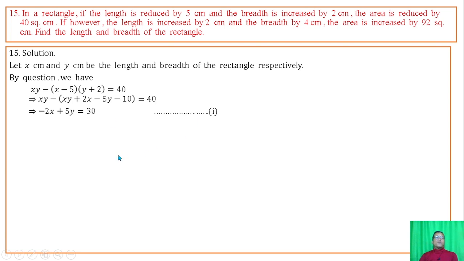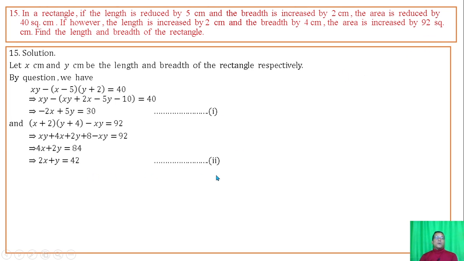This is equation 1. Next, the length is increased by 2 and the breadth by 4, then the new rectangle's area is (x + 2)(y + 4). Using the bracket formula, the new area minus the original area equals 92. Expand it to get equation 2. Solve equations 1 and 2 by any technique. Minus twice x and plus twice x have coefficients with opposite signs, so adding them, we get the value of y as 12.